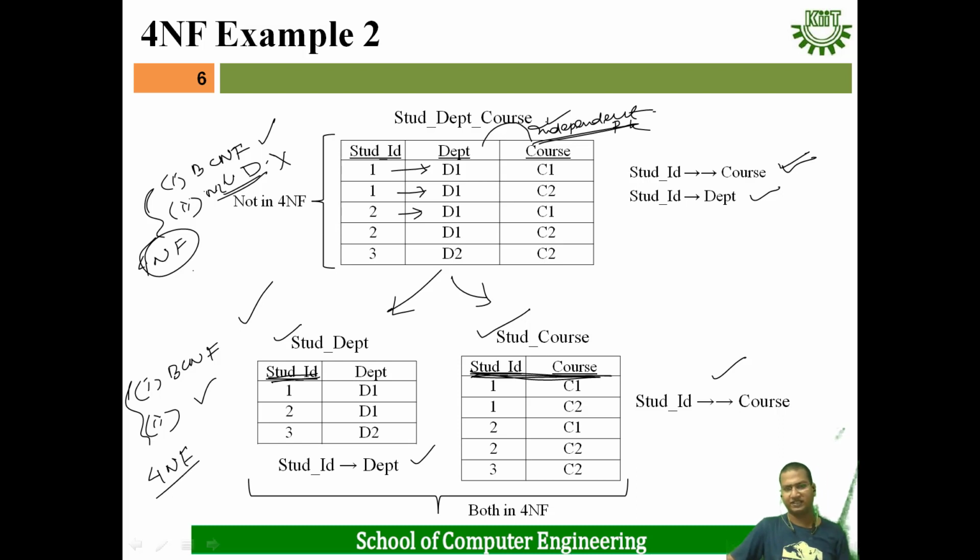Similarly, in this case, we have to see first the key. What will be the key? The student ID and course combinedly become the key. That means whenever in a table all the attributes combinedly become the key of the table, that is in BCNF. And the second condition: here student ID, multi-value dependency is there, but as independent attributes are not present in this case, it will not create a problem. That means this is also satisfied. That means this table is also in 4NF.